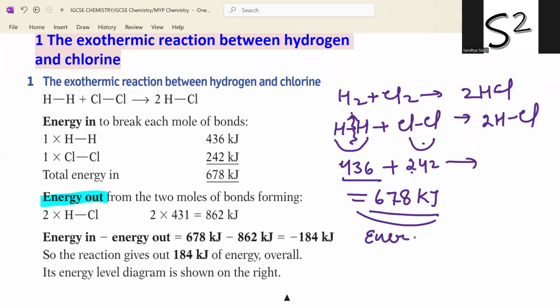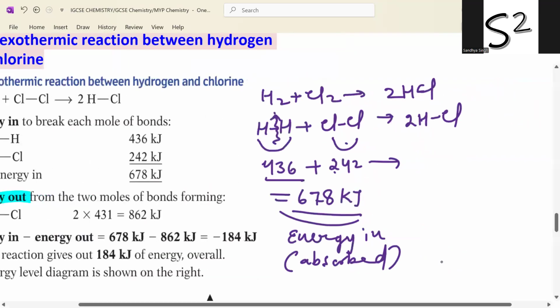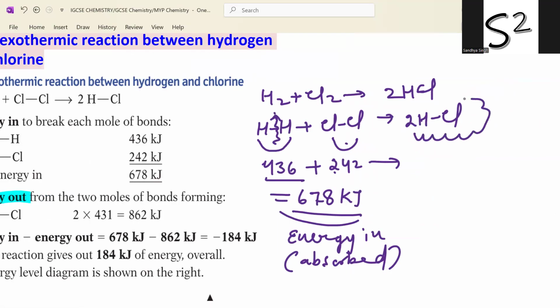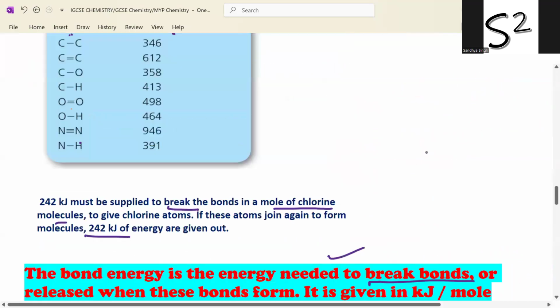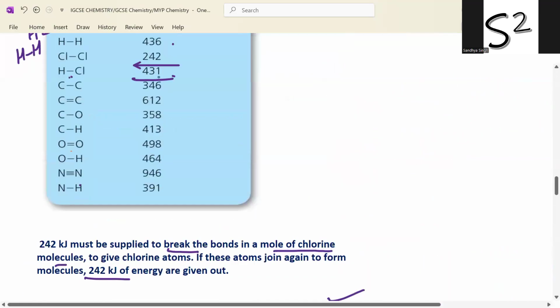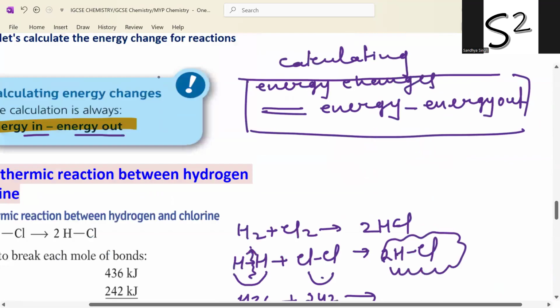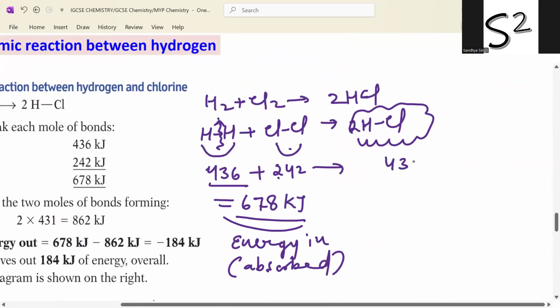Energy in means energy absorbed. This is absorbed energy. Let's see the energy released here, because here new bonds are forming. It means energy is released here. Let's see the bond energy of HCl. It is 431. Here 431 kilojoule of energy is released.